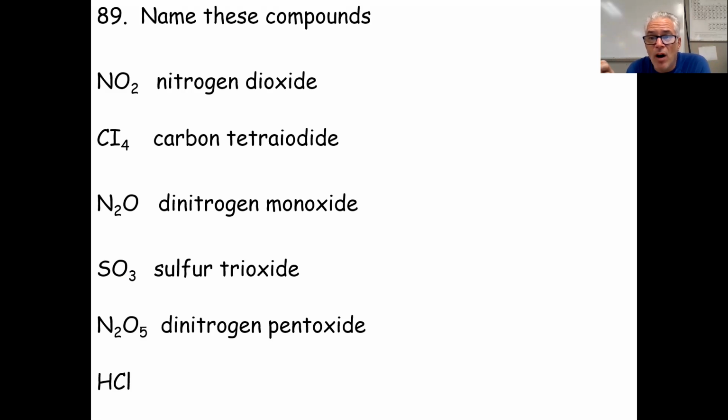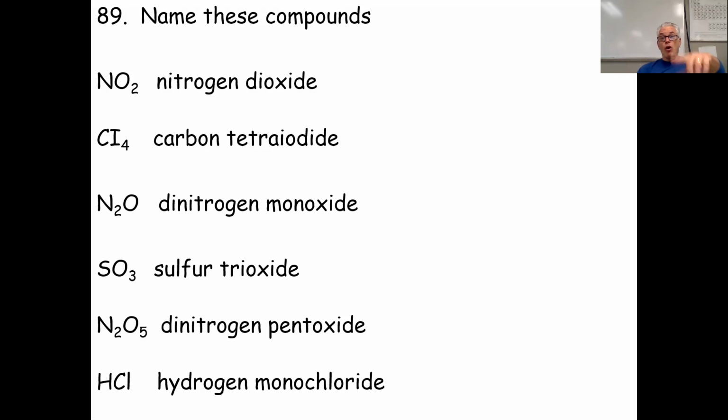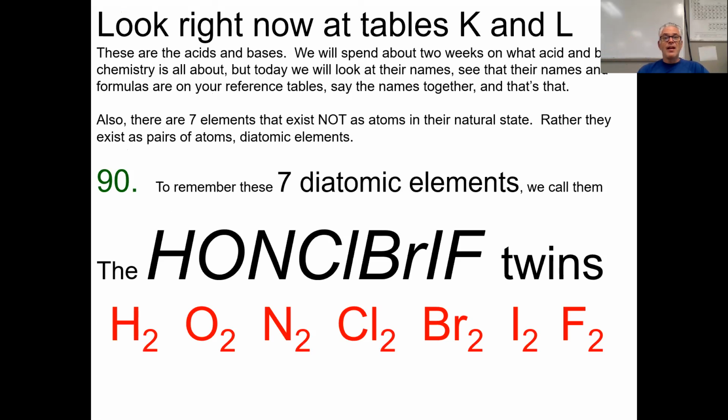HCl we talked about before. It's not hydrochloric acid because it's not dissolved in water. This is a molecular compound made of nonmetal bonded to nonmetal. So it's not an acid because it's not a mixture in water. It's just a compound. 1 hydrogen, 1 chlorine. Hydrogen monochloride. You could roll back and do these again. Good practice.